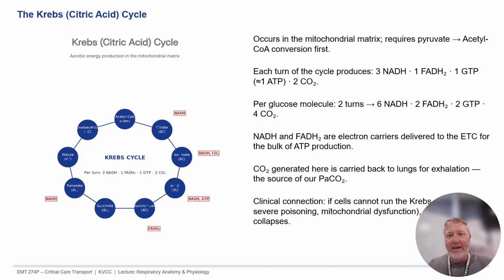Okay, the NADH and the FADH2 are the real prize. They carry high energy electrons to the electron transport chain, where most of the ATP is actually produced. The CO2 released is carried in the blood to the lungs and then exhaled. This is where our ventilatory CO2 removal comes from. For each glucose molecule, the cycle turns twice. Two pyruvates yield two acetyl-CoAs, two turns net 6 NADH, two FADH2, and two GTPs.